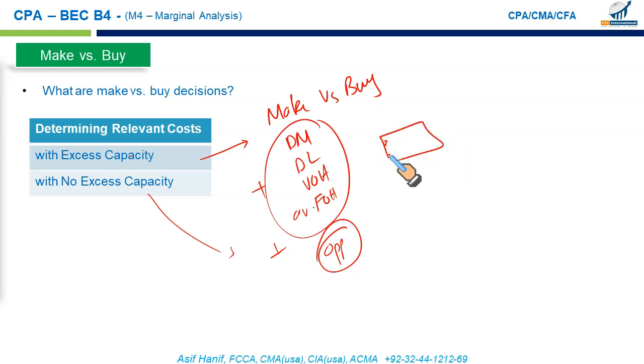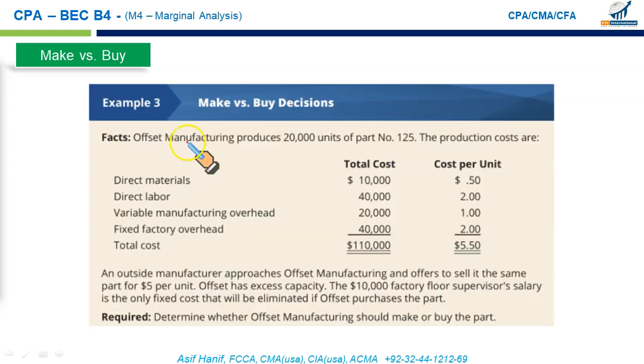So let us do an example that will explain the idea. Offset manufacturing produces 20,000 units of part number 125. The production costs are as follows: direct material, direct labor, variable overheads, and fixed overheads in total and on per unit basis. An outside manufacturer approaches offset manufacturing and offers to sell the same part for $5 per unit. Offset has excess capacity. The $10,000 factory floor supervisor's salary is the only fixed cost that will be eliminated. That's the avoidable fixed cost. Rest of it won't be.